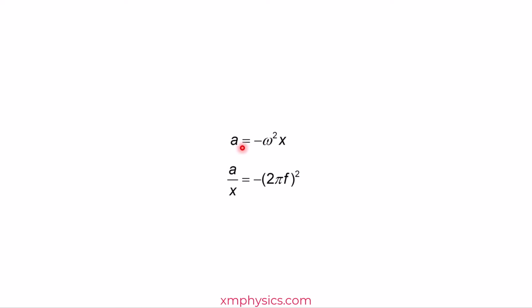Now you have already learned that a = -ω²x, right? So ω, remember, is related to the frequency of oscillation because ω = 2πf. If you throw x to the other side, you're looking at this expression here. What this expression is telling us is that if you can figure out the acceleration to displacement ratio of a SHM, then we would have figured out the natural frequency of the SHM.